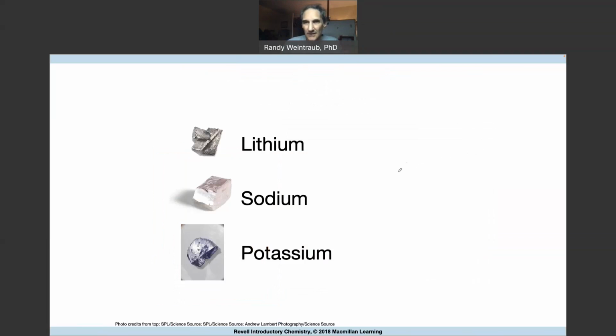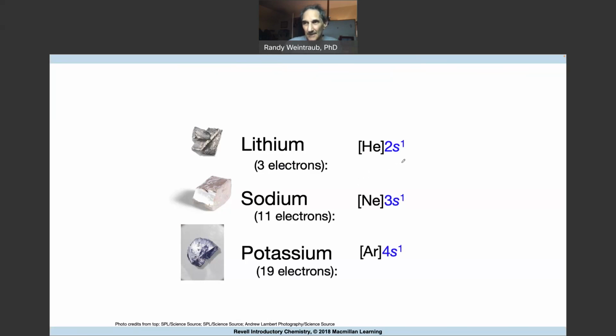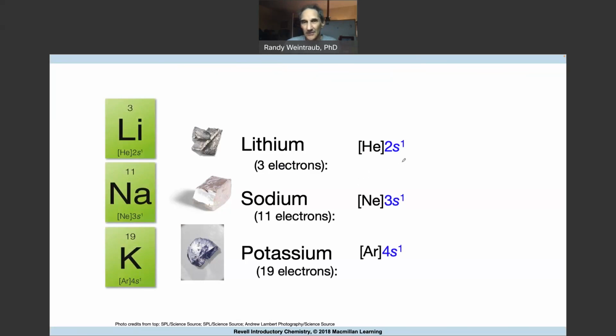Let's begin with these three elements: lithium, sodium, and potassium. All of these react violently with water. They all form a +1 charged ion. So let's write the electron configuration for these three. And there's their number of electrons. Now, you'll remember the number of electrons in a neutral atom is the same as the atomic number, which is the number of protons.